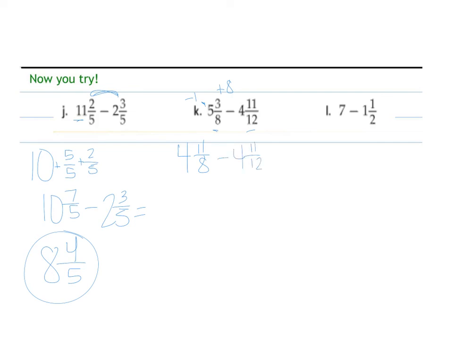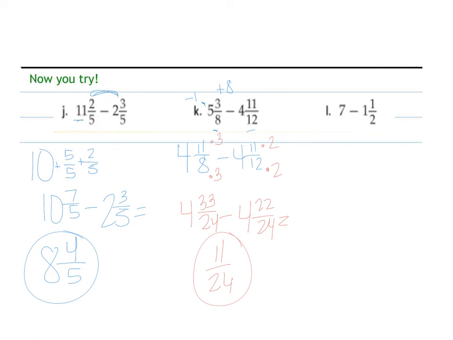Now I can change it to a common denominator. So times 3 and times 2. Notice I'm doing the same thing to the top depending on what the fraction is. So 4 and 33/24 minus 4 and 22/24. 4 minus 4 is 0. 33 minus 22 is 11/24, and that's in simplest form.